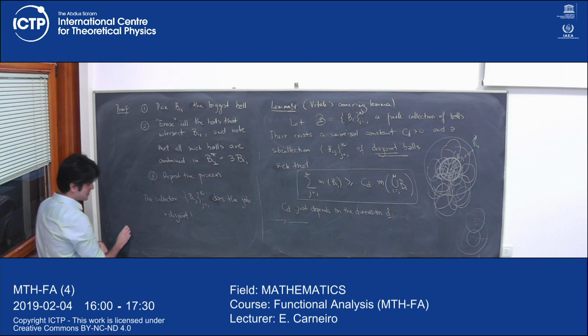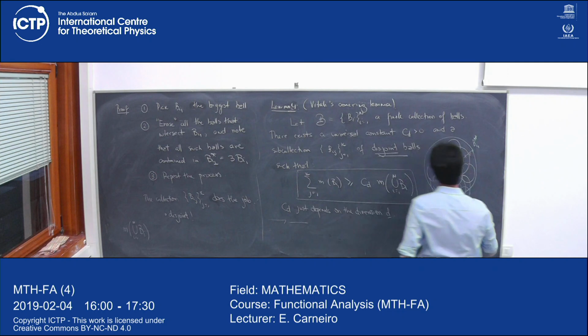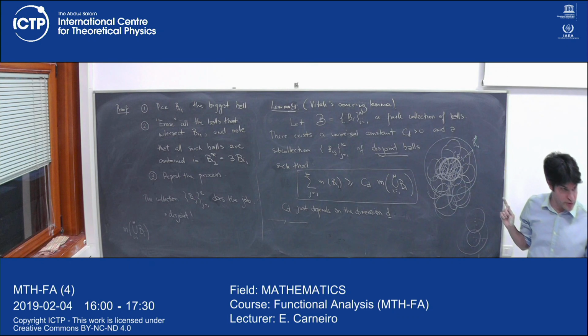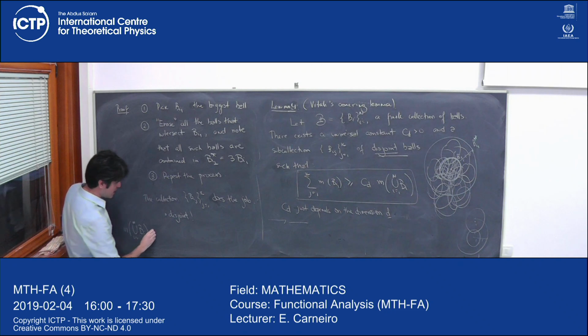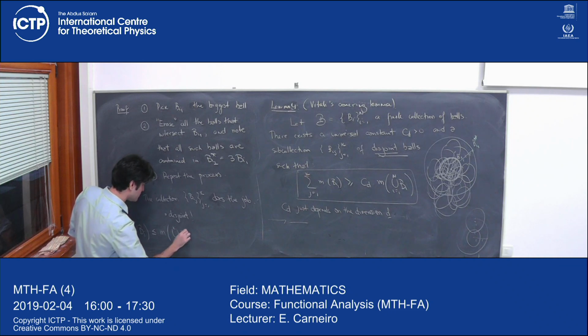Now, the measure of the union of all the balls, B_i from 1 to n. So at the end of the process, every original ball has to be contained in one of the green balls. Do you agree? So the measure of the union of all the balls is less than or equal to the measure of the union, j from 1 to k, of the green balls, B_ij star.